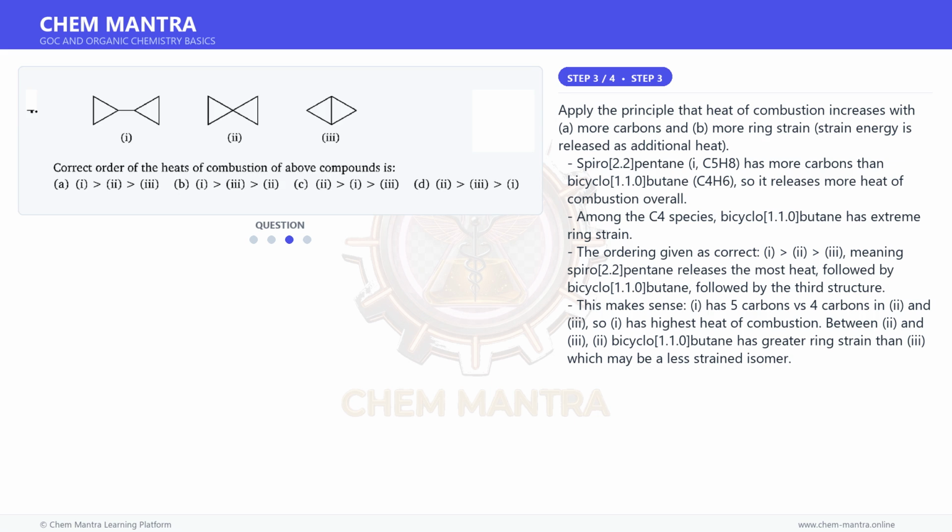The ordering given as correct, 1, 2, 3, means spiro[2.2]pentane releases the most heat, followed by bicyclo[1.1.0]butane, followed by the third structure. This makes sense. 1 has 5 carbons versus 4 carbons in 2 and 3, so 1 has the highest heat of combustion. Between 2 and 3, 2, bicyclo[1.1.0]butane, has greater ring strain than 3, which may be a less strained isomer.